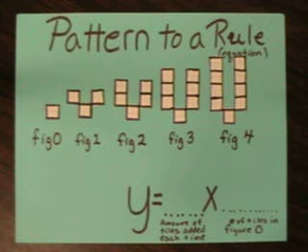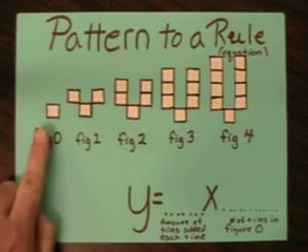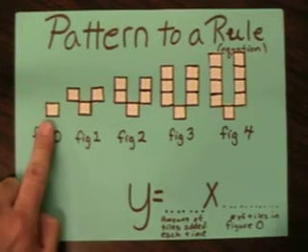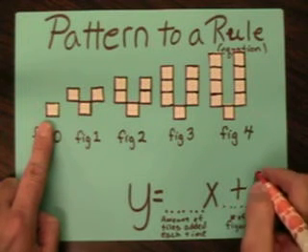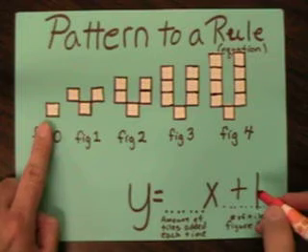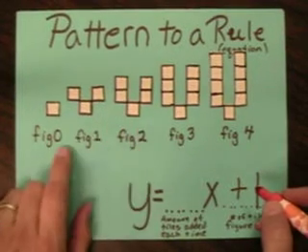We're going to write a rule from this pattern. When I'm writing a rule from a pattern, I'm looking at the starting value. How many tiles are in figure 0? Well, there's 1 tile in figure 0, so that's pretty lucky for us. So we're just going to put this down as plus 1. Now I want to look and see how much it's growing and how.